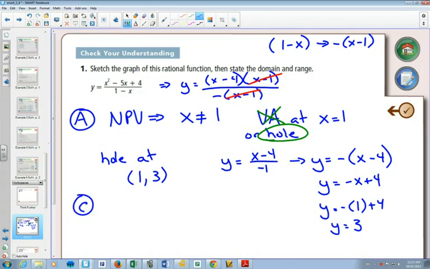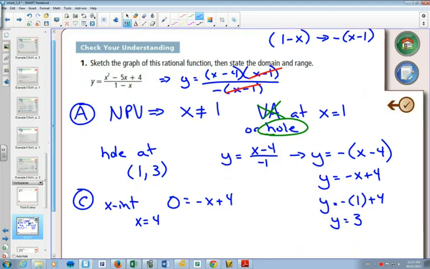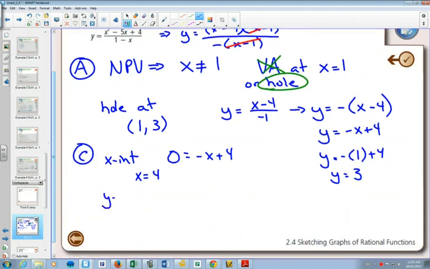Now that I've got my equation, y equals negative x plus 4, if we plug in 0 for y to find our x-intercept, we would get 0 equals negative x plus 4. And so we would find out that our x-intercept is at x equals 4. And if we wanted to find our y-intercept, we'd plug in 0 for x. I'll write the 0 plus 4. So you get our y-intercept is also 4.